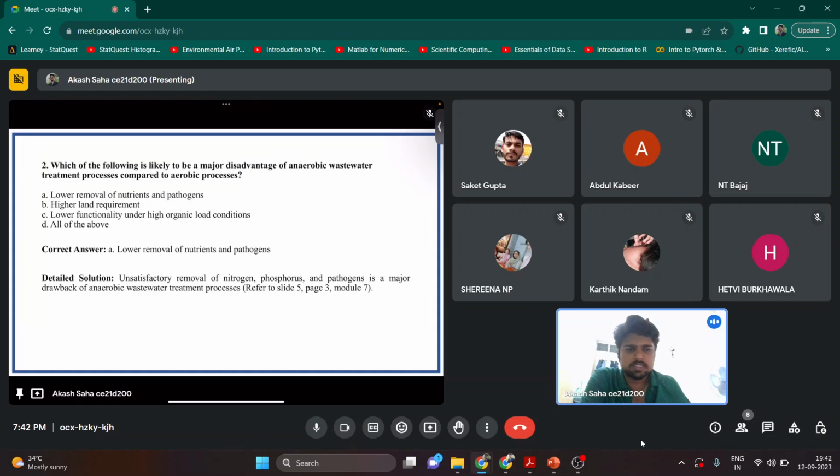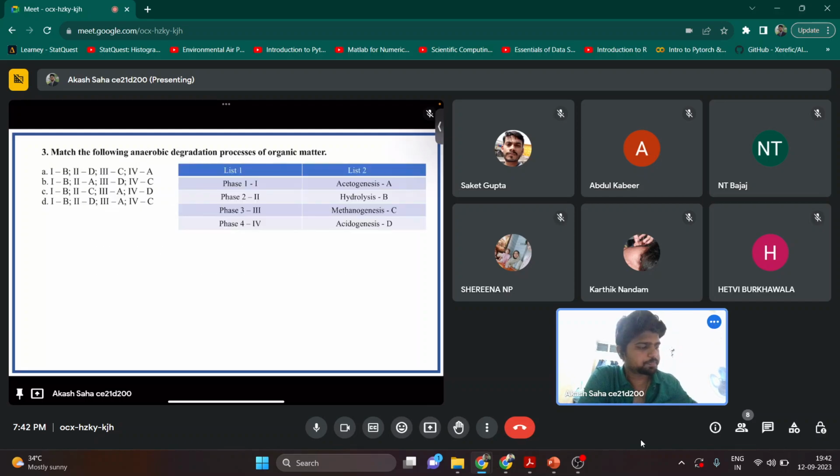So these are the basic drawbacks of any anaerobic system. After any anaerobic system, what we do is provide a polishing treatment, or any tertiary kind of treatment, so that it will help in removing the nitrogen, phosphorus content and also the pathogens from the system.